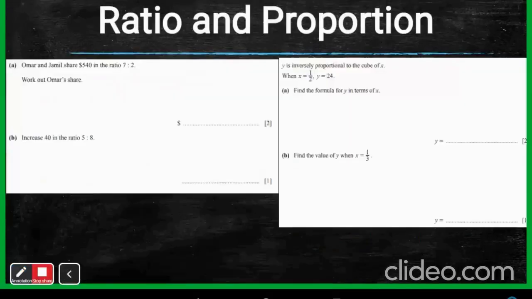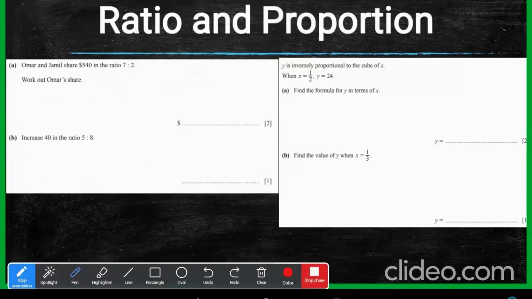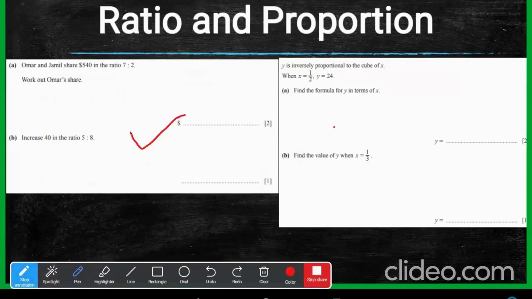Now, Omar and Jamil share 540, work out the ratio. Okay, this is a question for you. This is a homework question for all of you. Try to solve this question. Both questions are homework for you. Try to solve by yourself. These are very easy questions. It's important to solve these questions to understand each and every concept.